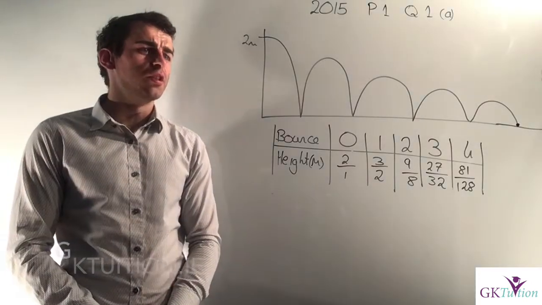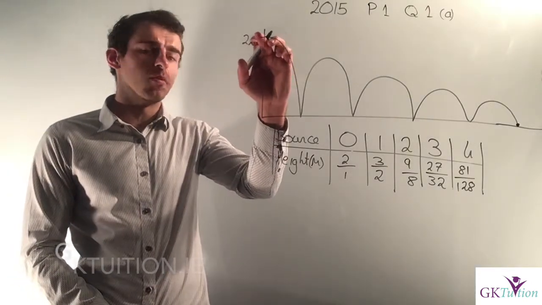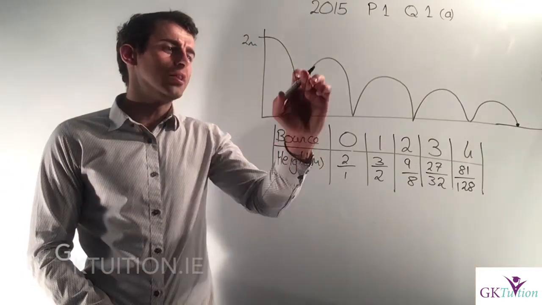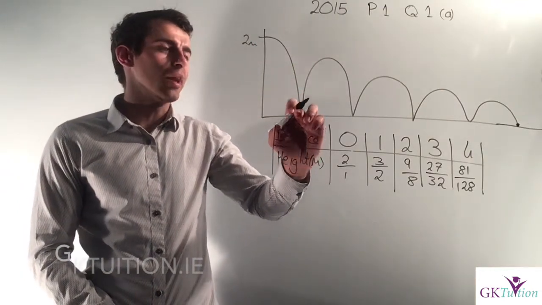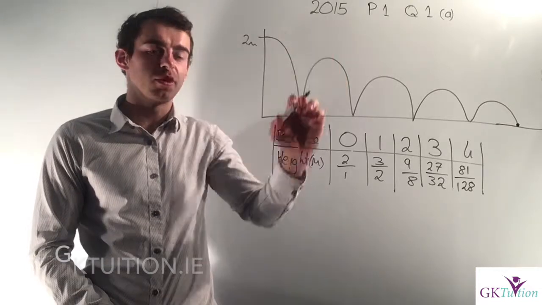Now the question I've chosen to go through is 2015 Paper 1 Question 1. In this question we're told that Mary bounces a ball from a height of 2 meters, and every time it hits the ground it goes back up vertically 3/4 of the previous distance.